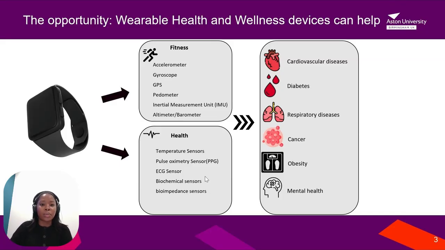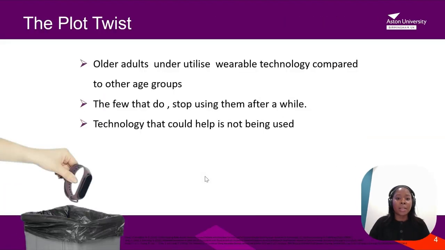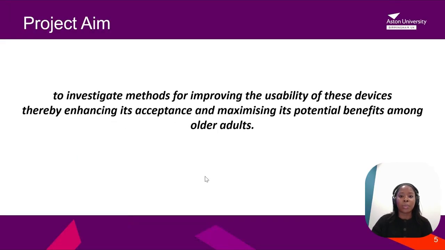This is just a few examples of the type of sensors and the diseases that research has shown they can help with. But despite these potential benefits, older adults underutilize these technologies compared to other age groups. And the few that do use these devices stop using them after a while. So this technology that could help is not being used. My project aims to investigate methods of improving the usability challenges that older adults face when using these devices. In that way, we'll be able to improve acceptance and maximize the benefits that older adults can gain from using these devices.